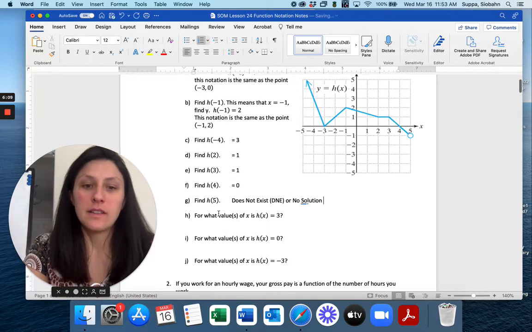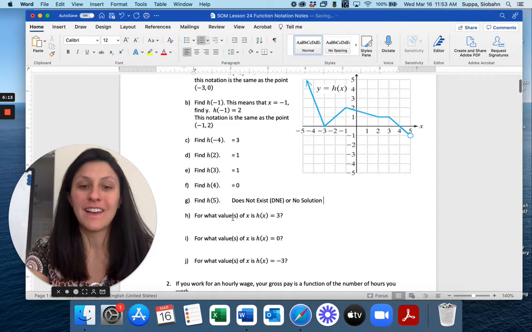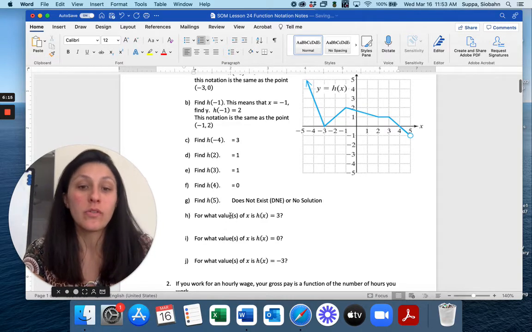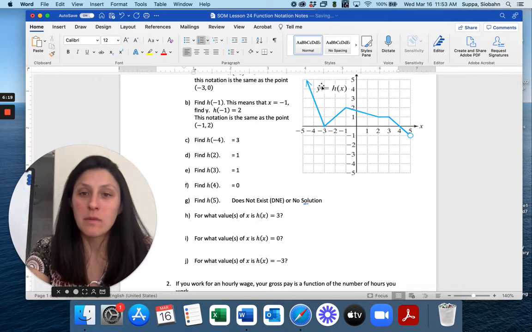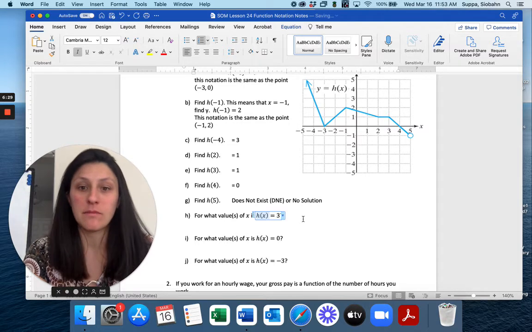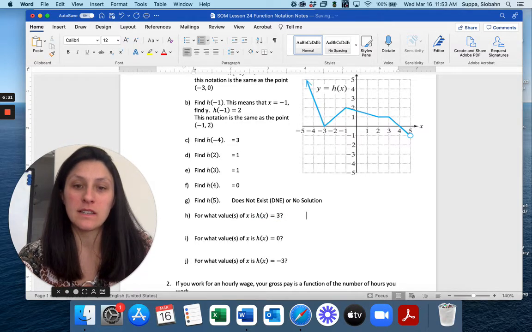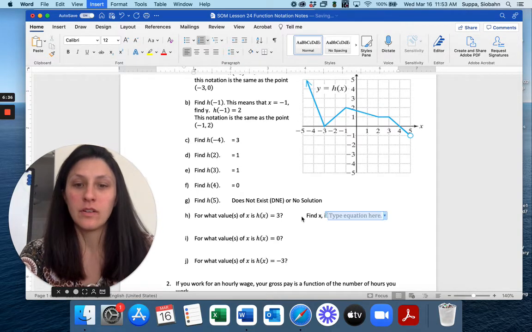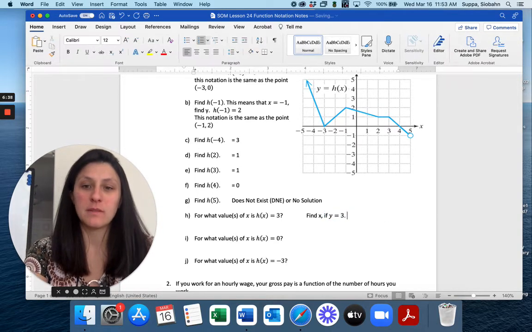Okay, so these next 3 questions, they're a little bit different because now you're asked to find x. This says for what value or values of x is h of x equal to 3? Now remember this notation up here, y equals h of x. So that means this whole thing, h of x, that equals y. They mean the same thing. So really, what am I asking you? I'm asking you to find x if y equals 3. That's what I'm asking you.